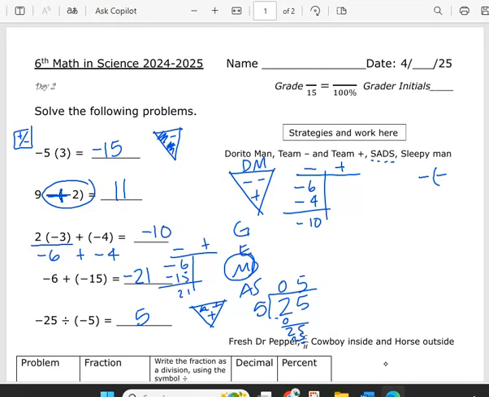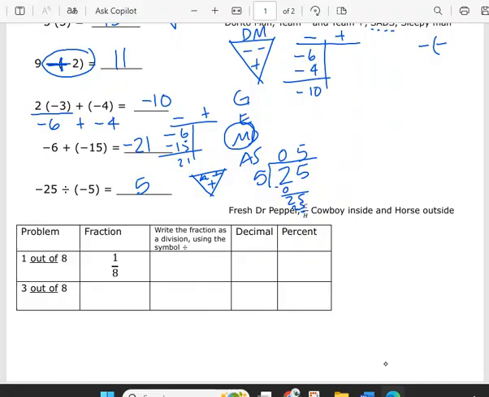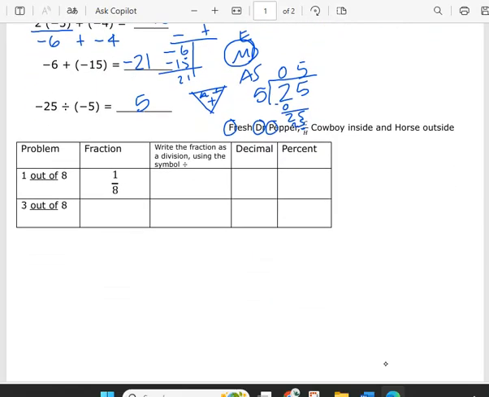Okay, next one, it's the fresh Dr. Pepper kind of problem. Fresh fraction, Dr. decimal, pepper percent. Fractions to decimal to percent. First, we have like the word problem. It's something out of something. That is your fraction, okay? Then when you divide, we said the cowboy and the horse. Cowboy goes inside, horse goes outside. And then you proceed to divide.